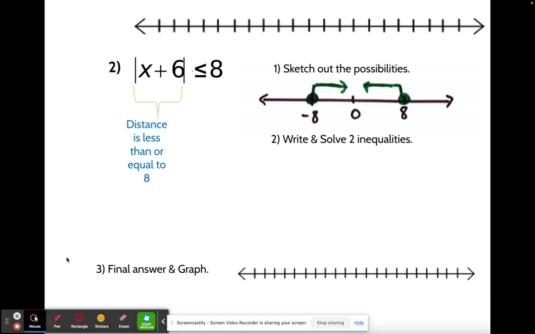So if I were to write my inequality, I'm going to write my negative 8 on my left, my positive 8 on my right, my x plus 6 in the middle. Because this is an "and," I can write one inequality. Less than or equal to, less than or equal to. Let's subtract 6 from all 3 parts.